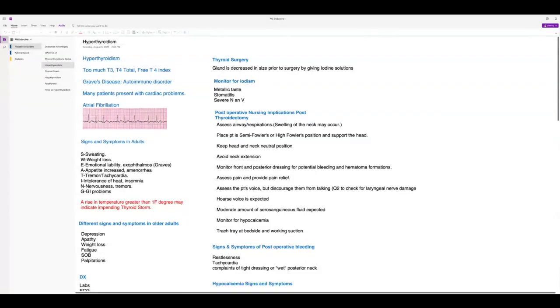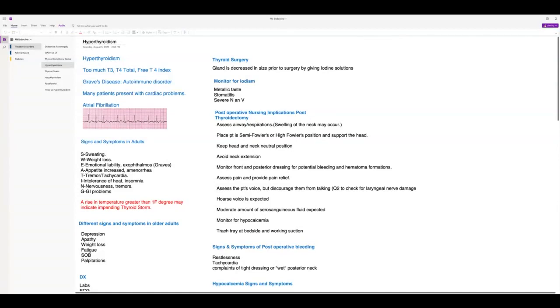Look for hematoma formation. So my husband and I have a medical legal consulting company, and we had a case where this nurse was taking care of somebody post-thyroidectomy, and the patient developed a hematoma. And so instead of calling the provider, the nurse kept putting ice on it. Well, the patient eventually occluded their airway and died. So you have to monitor that closely, and you would have to let the provider know if somebody developed a hematoma.